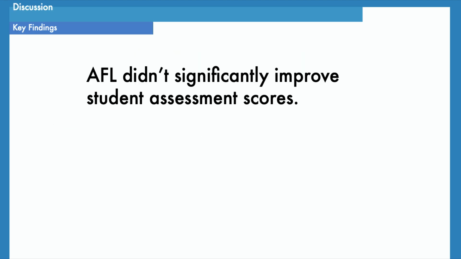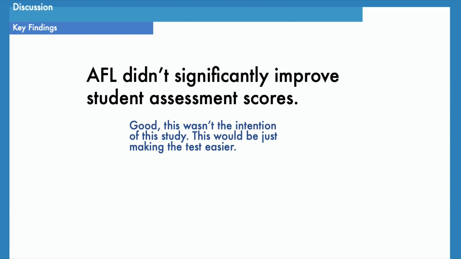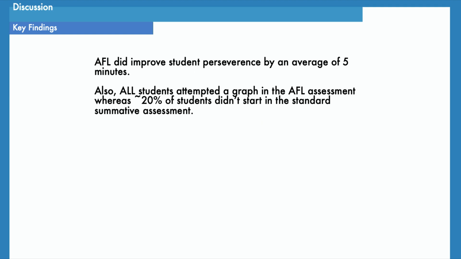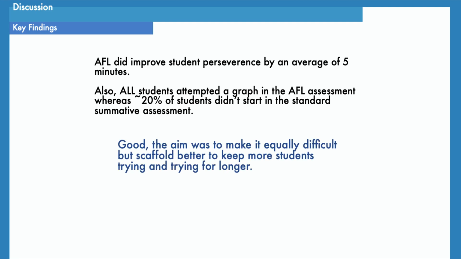So, in summary, the results showed that assessment for learning didn't significantly improve student assessment scores. But this is good because it wasn't the intention of the study. That would just be making the test easier. AFL did, however, improve student perseverance by an average of 5 minutes, and also all students attempted the graph in the assessment for learning, whereas 20% of students didn't even attempt the graph in the standard testing. So this is good because the aim was to make it equally difficult, but scaffold it better to keep more students trying and trying for longer.